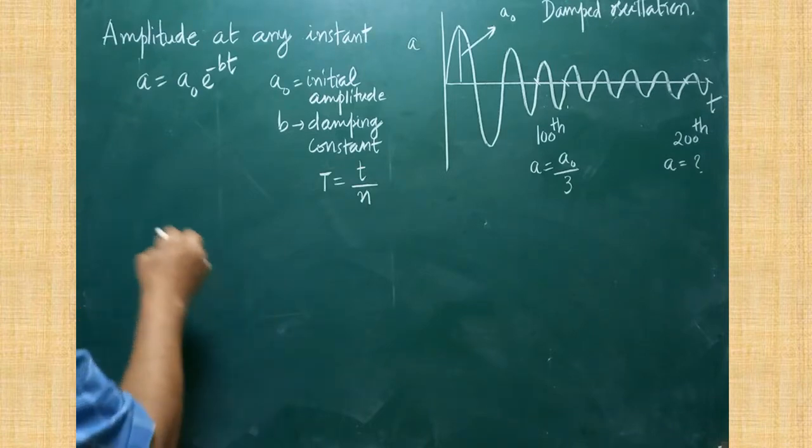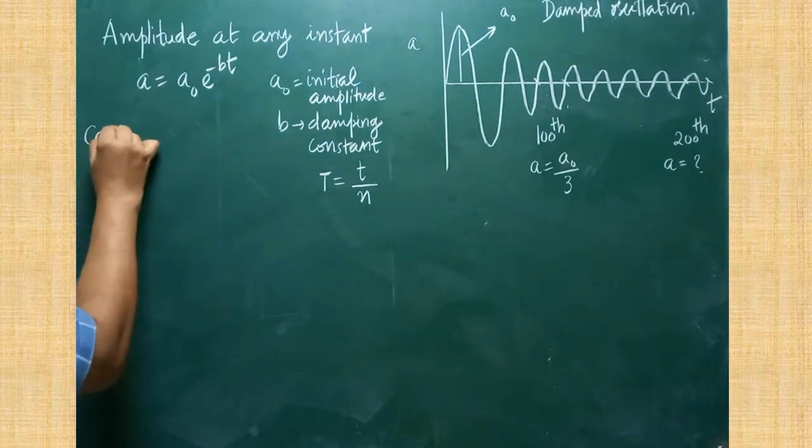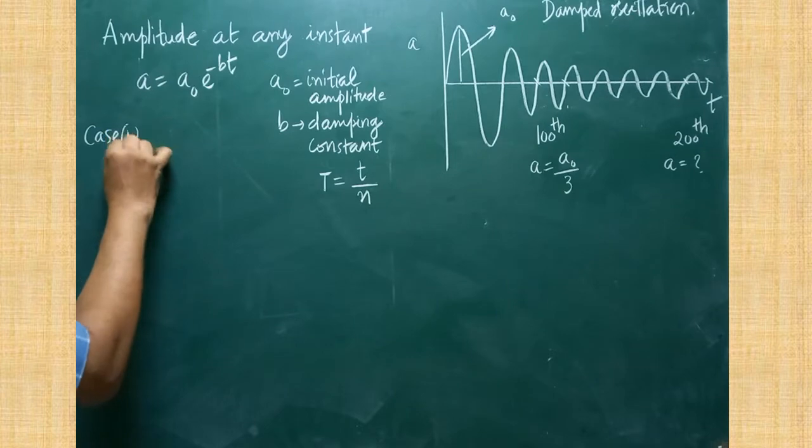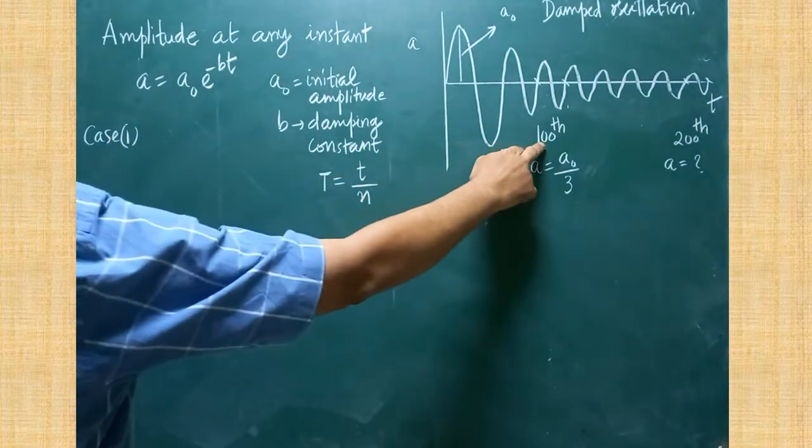Here, we will write two cases. Case 1, I am going to write for the 100th oscillation.